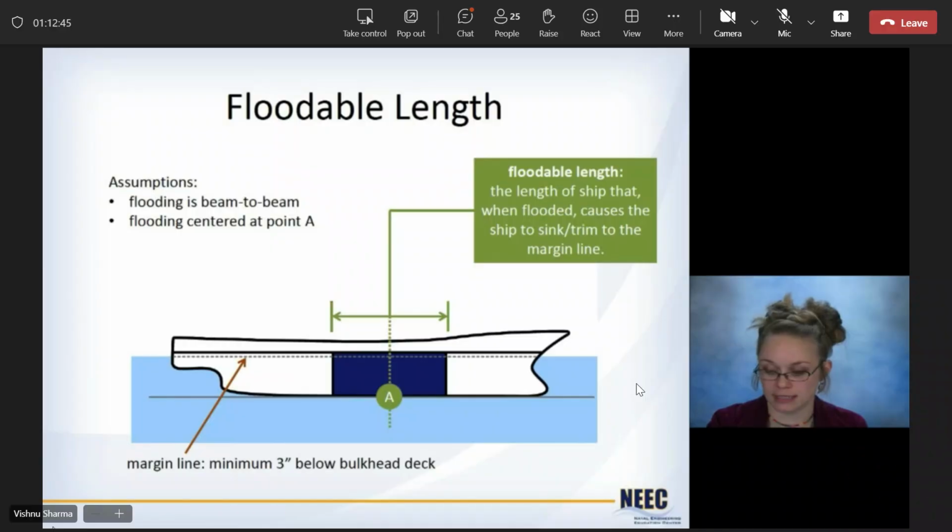So if the margin line is submerged, that's the maximum amount of flooding that the ship can handle before it sinks. A couple of assumptions. The flooding is assumed to be beam to beam. That means it goes from one side of the ship all the way to the other. And also that floodable length is centered at the middle part of the entire floodable length. So like at point A here.